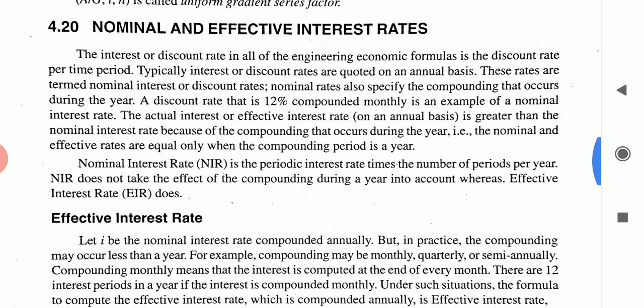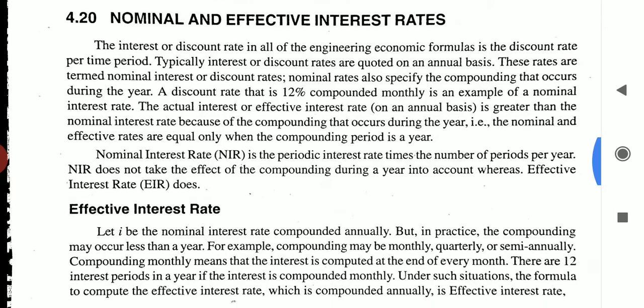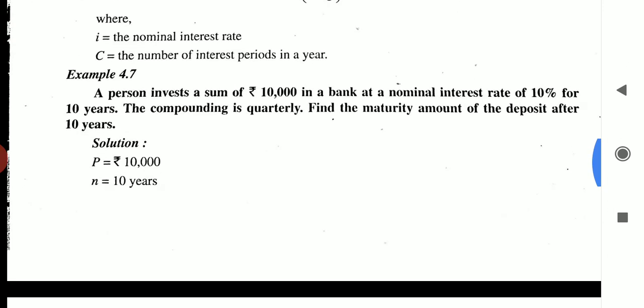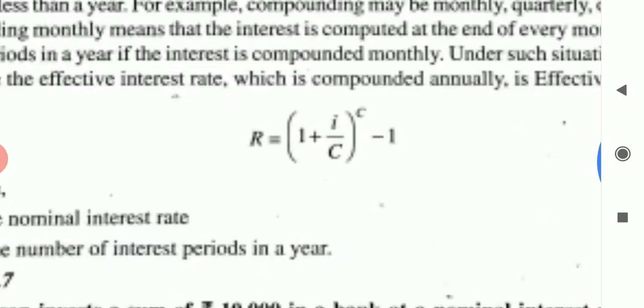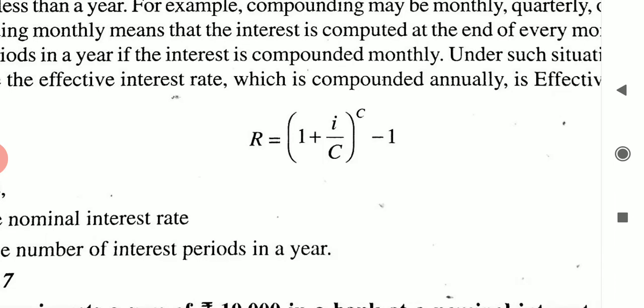Next one is nominal and effective interest rates. Okay, see here, in these cases the formula is like this. What is this? Nominal and effective interest rates. So the formula is R equal to (1 plus I by C) raised to C minus 1. So I will explain about this one.